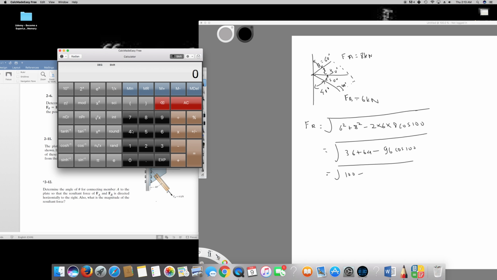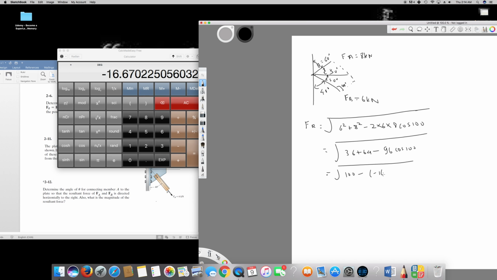96, first let's find the cos 100. Cos 100, okay, cos 100 times 96, which is going to be 16.67. So negative 16.67.